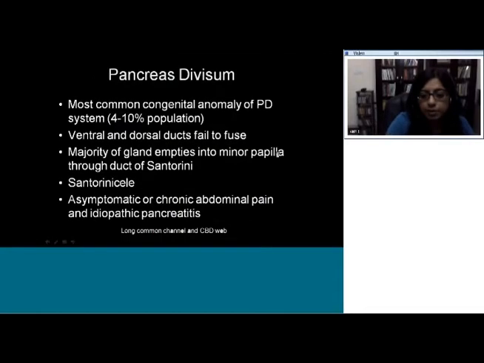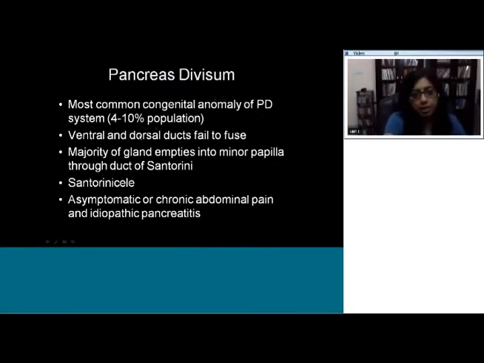The other condition to cover is pancreas divisum. This is the most common congenital anomaly of the pancreatic ductal system, seen in 4 to 10% of the population, where the ventral and the dorsal ducts of the pancreas do not fuse. So the majority of the gland empties into the minor papilla through the duct of Santorini, because the duct coming in from the main pancreatic duct does not fuse with the duct of Wirsung. And this can sometimes be seen with a Santorini cele. They can either be asymptomatic or present with chronic abdominal pain and idiopathic pancreatitis.